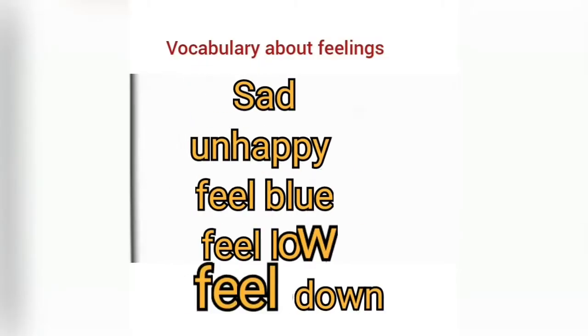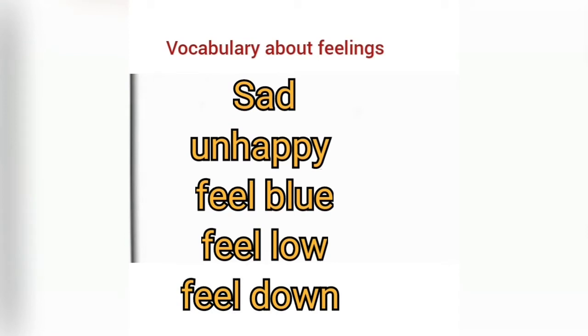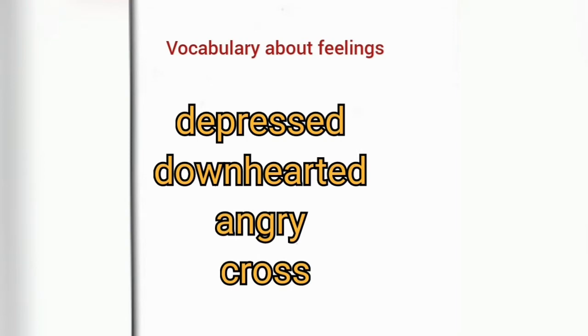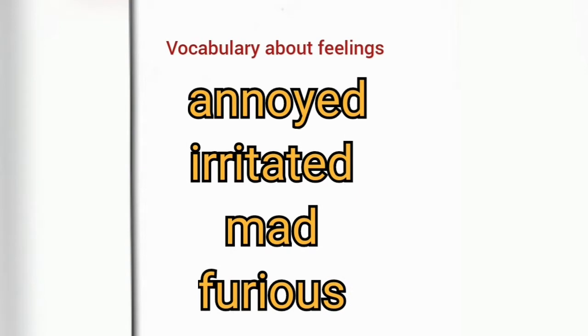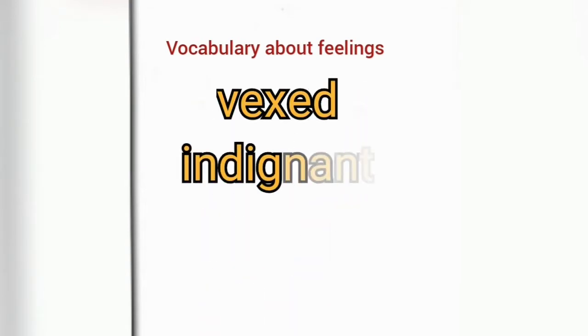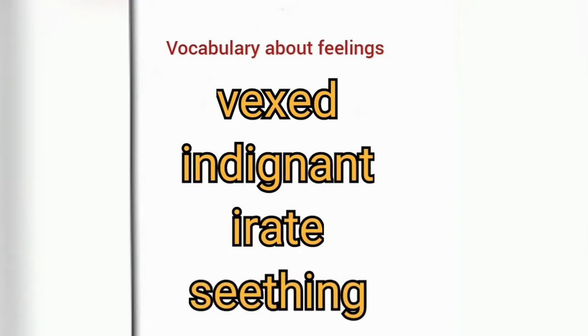Now, let's take a look at some vocabulary about your feelings. If you know these words, you can express your feelings better. Sad, unhappy, feel blue, feel low, feel down. Depressed, downhearted, angry, cross. Annoyed, irritated, mad, furious. Vexed, indignant, irate.